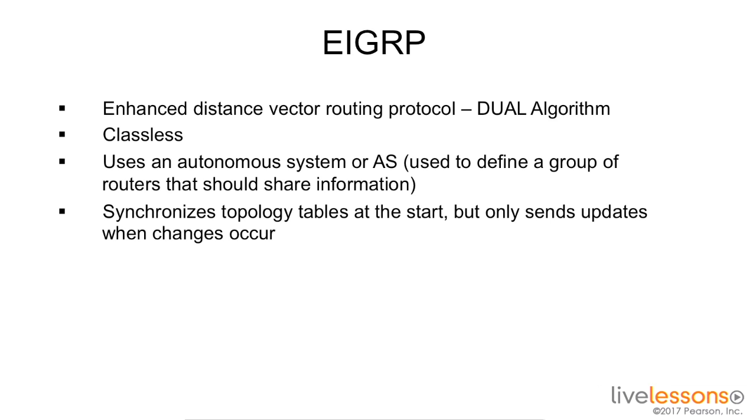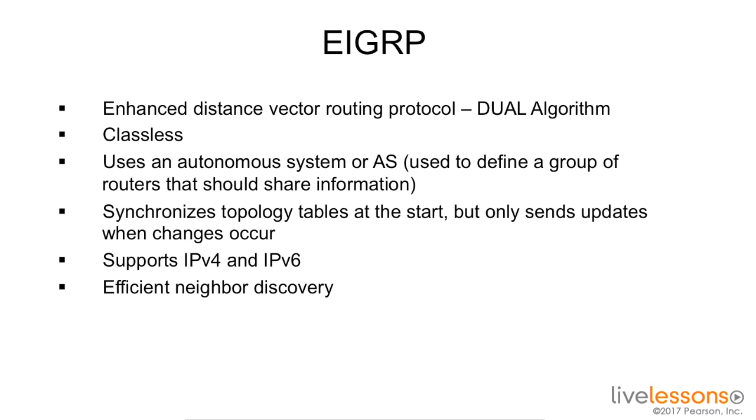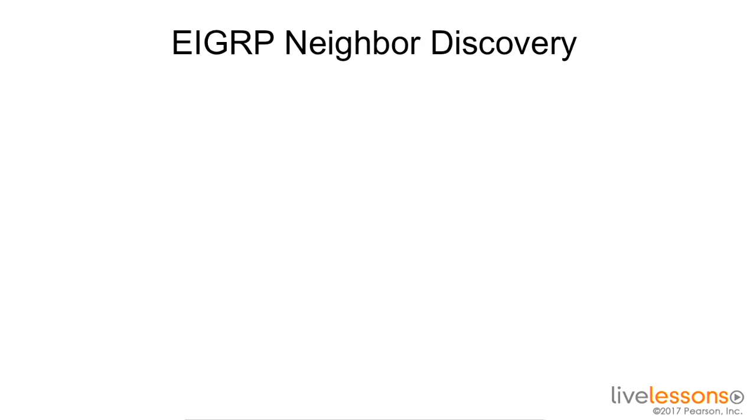EIGRP synchronizes topology tables at the start, but then only sends updates when changes occur. EIGRP supports both IP version 4 and IP version 6 and has an efficient method of neighbor discovery. EIGRP has also recently become an open standard, where it has been Cisco proprietary in the past.